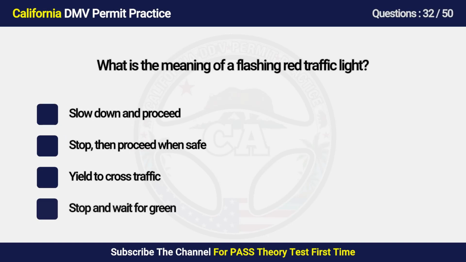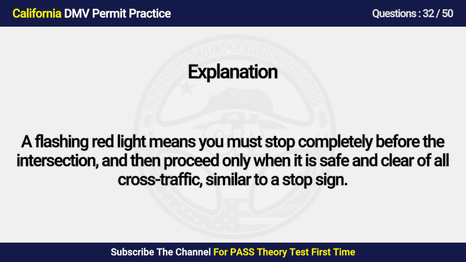Question 32. What is the meaning of a flashing red traffic light? A, slow down and proceed, B, stop, then proceed when safe, C, yield to cross traffic, D, stop and wait for green. Answer is B, stop, then proceed when safe. A flashing red light means you must stop completely before the intersection, and then proceed only when it is safe and clear of all traffic, similar to a stop sign.